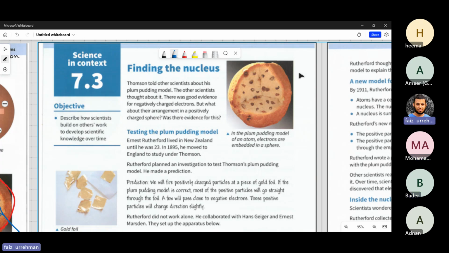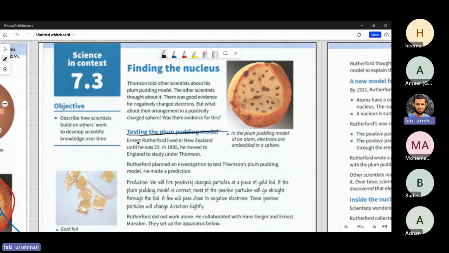For now, testing the plum pudding model. There was good evidence for negatively charged electrons, but what about their arrangement in a positively charged sphere? What was the evidence for this? So we are further breaking it down: testing the plum pudding model.